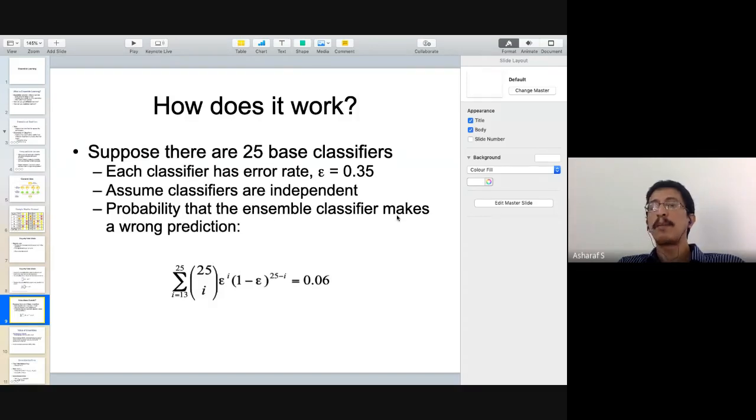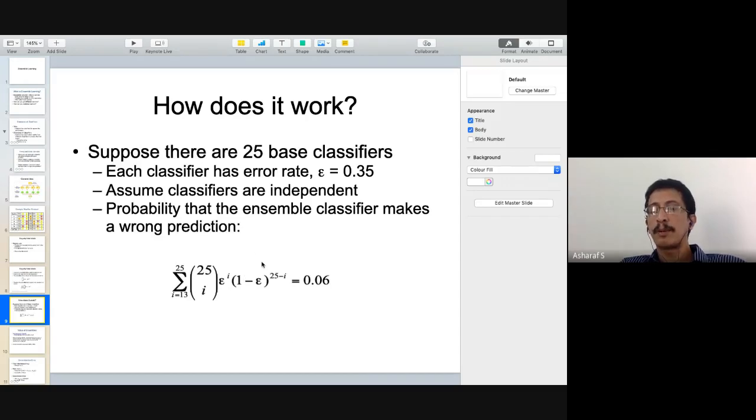The probability that the ensemble will make an error is basically the sum from n/2 plus 1, so 13 to 25. If the ensemble has to go wrong out of 25 classifiers, 13 or more have to go wrong. So you sum over 13 to 25 of 25 choose i times epsilon to the i, and so on.